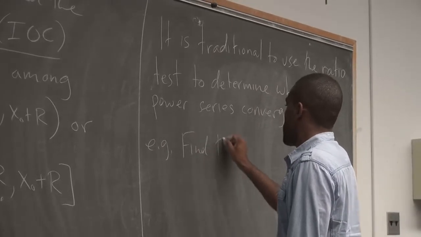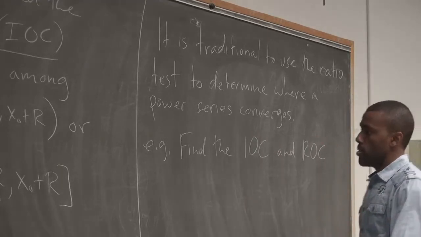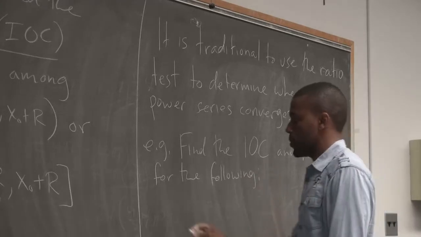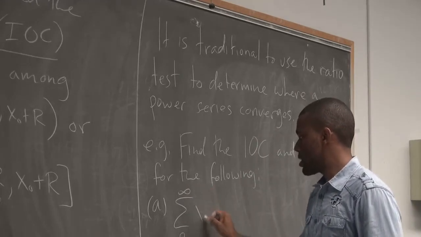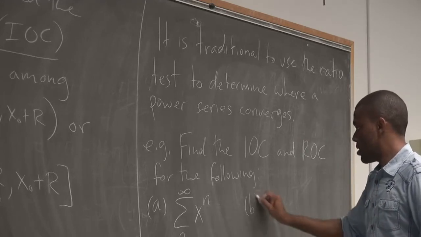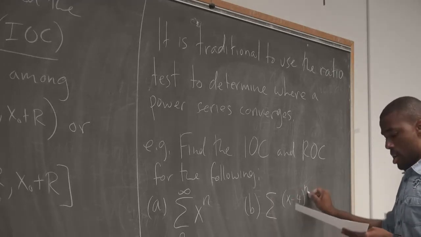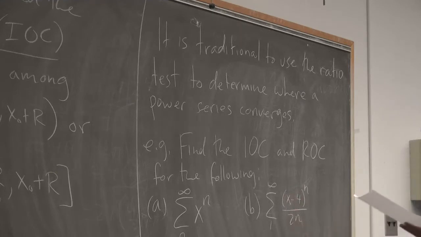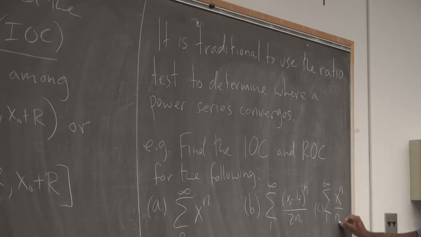Find the interval of convergence and radius of convergence for the following. First guy is this series from 0 to infinity of just x to the n. Second, the series from 1 to infinity of (x minus 4) to the n over 2n. Third, the series from 1 to infinity of x to the n over n factorial.